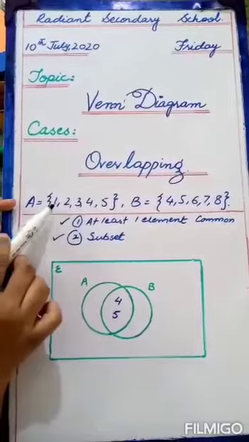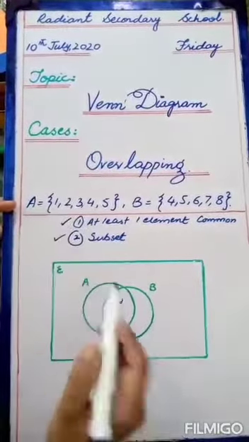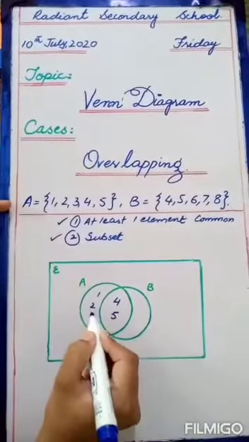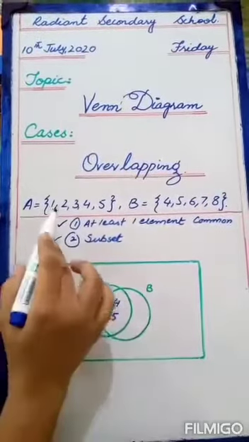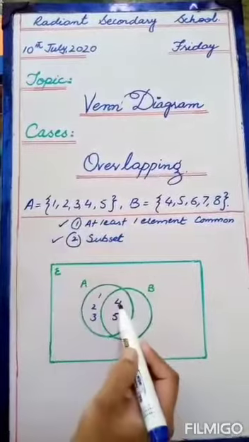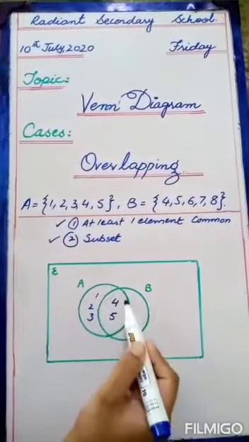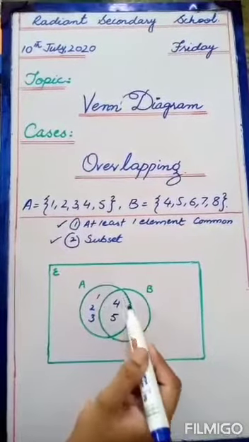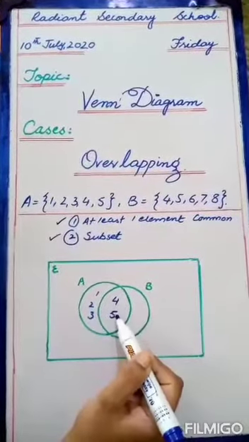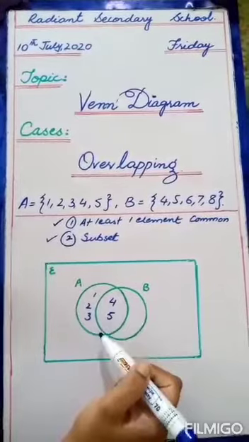Okay, now we will write the first set, set A. It has elements 1, 2, 3, 4 and 5. We will write 1, 2 and 3. 4 and 5 are also written. As 1, 2 and 3 are not common, we will not write them in the common area. 1, 2 and 3, and 4 and 5, this area is also in A, so 4 and 5 are also written.